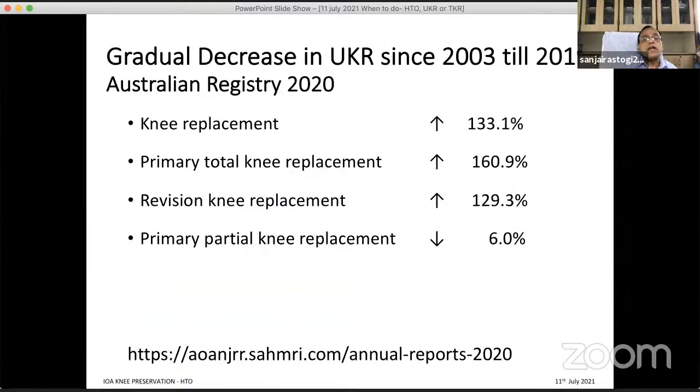But why we should be careful by doing UKR, we have to understand in Australian registry in 2020, there has been 113% increase in knee replacements, 160% increase in primary knee replacement, 129% increase in revision replacement. But the primary partial knee replacement has gone down by 6%. So with common sense, we should think why this is happening.